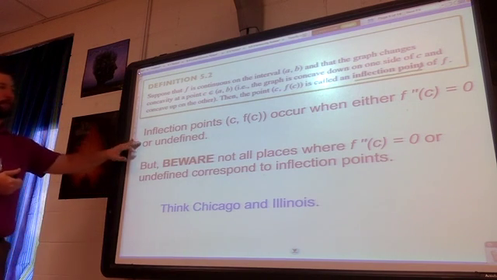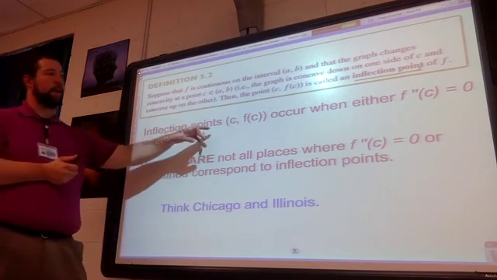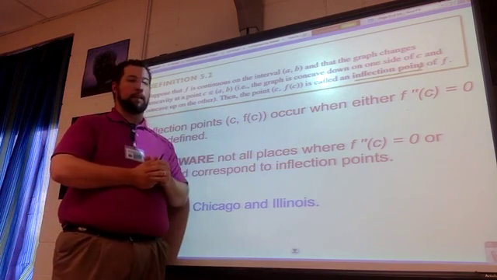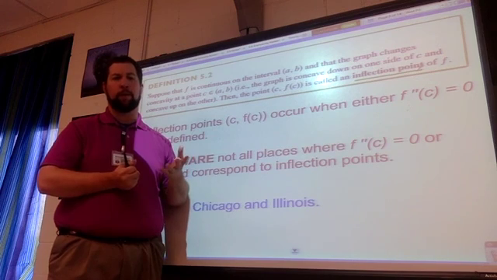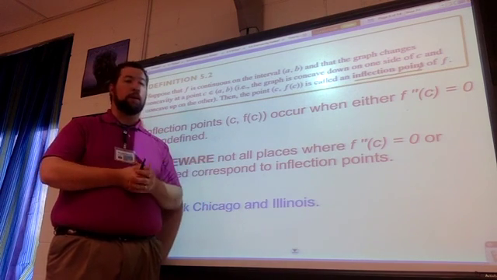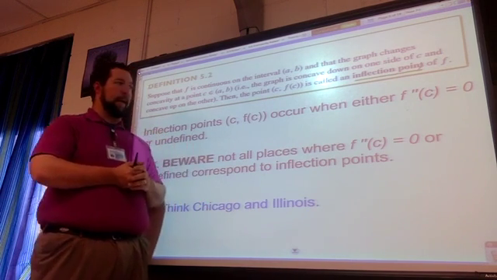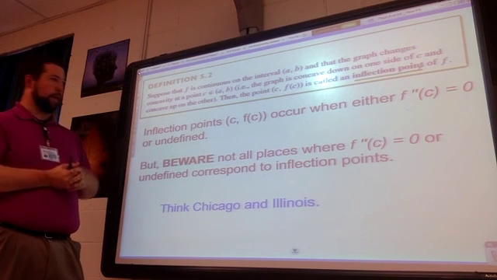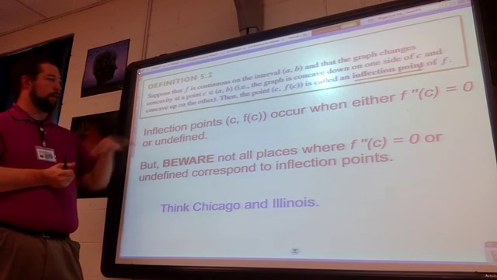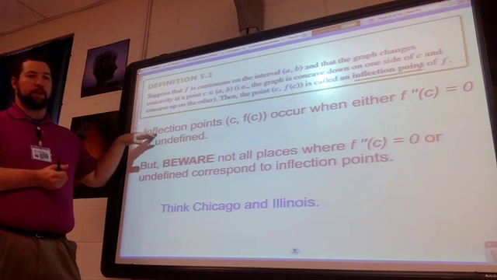Inflection points always occur at a C value when the second derivative is equal to 0. It's kind of like a critical number of the second derivative. The book doesn't call it critical numbers of second derivative, but I kind of like that little nickname there. So wherever the second derivative is undefined or 0, an inflection point is going to occur there.